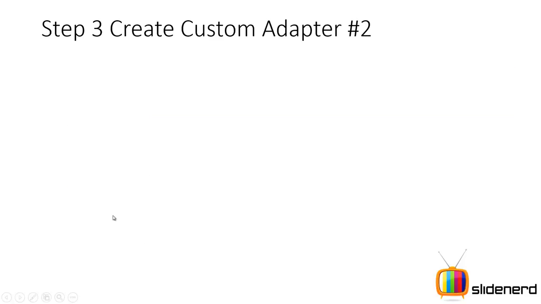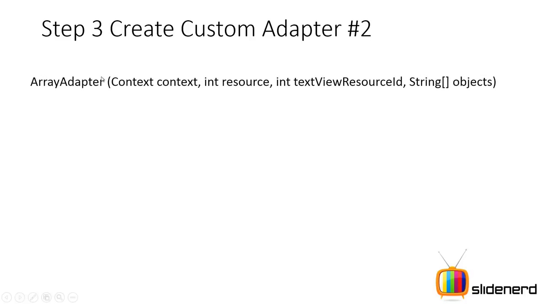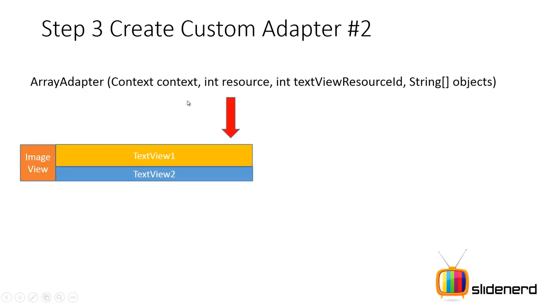Alright, so the part about extending the array adapter is pretty simple. Let's focus on the constructors that I was talking about. So here I'm going to use this constructor which is array adapter context, int resource, which is the name of the layout file which defines the single row appearance. Text view resource ID is the ID of the text view inside which you want to put the data contained by the string array. So here in our case, well, actually our case is a little tricky.